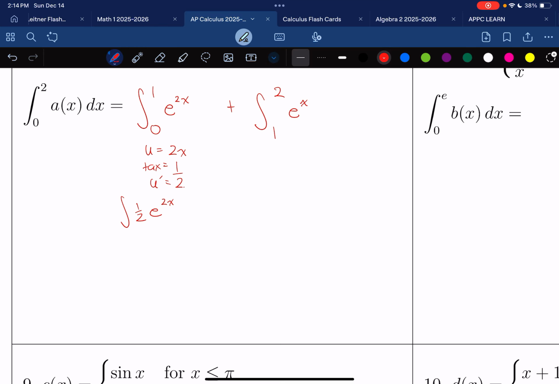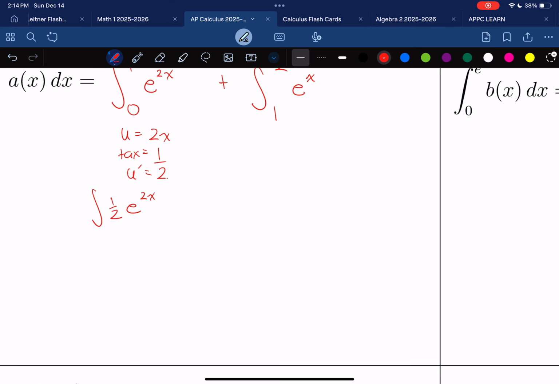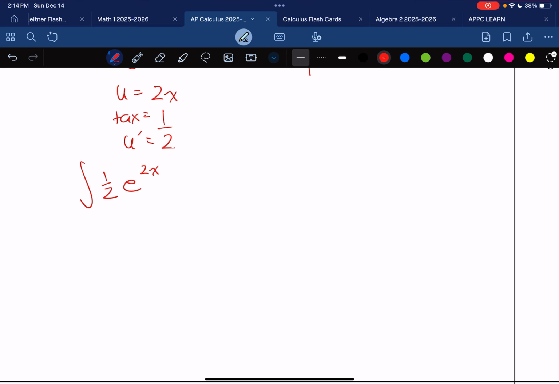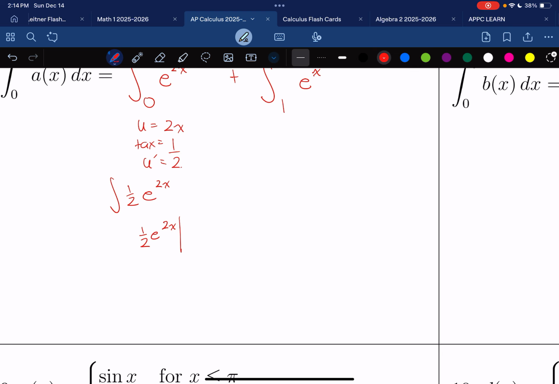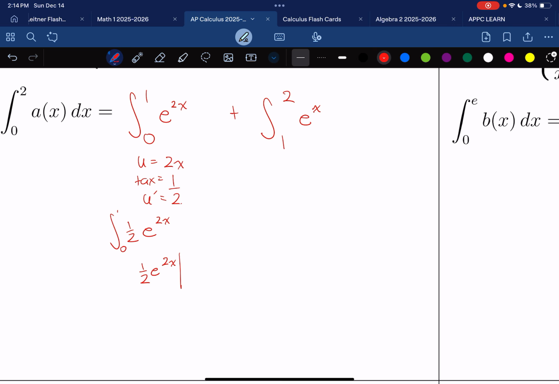When I take the antiderivative of that, e house is nice, right? It stays e house. That turns into 1/2 e to the power of 2x, and then an evaluation bar with whatever your bounds are, and the bounds were 0 to 1, so I'm going to say 0 to 1. All right, that evaluation bar is ready to go, and then I move on to the second piece.